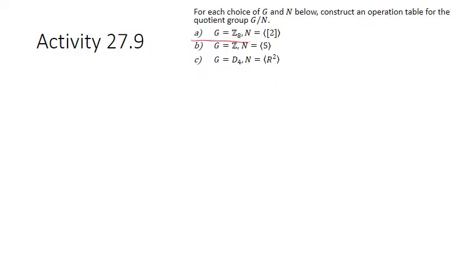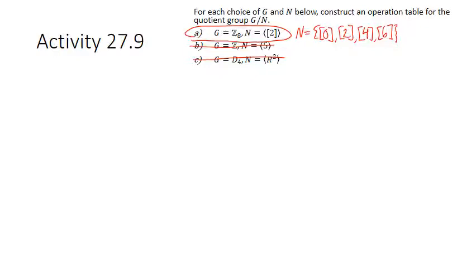Okay, so let's go over part A here. So let's see. Z8, so that's just 0 through 7, the congruence classes for those. And then n is generated by the congruence class of 2. So let's just write out what n actually is. So it's going to contain 0, and then 2, and then also 4, and then 6. So those are all the integer multiples of 2. So that's what n is.